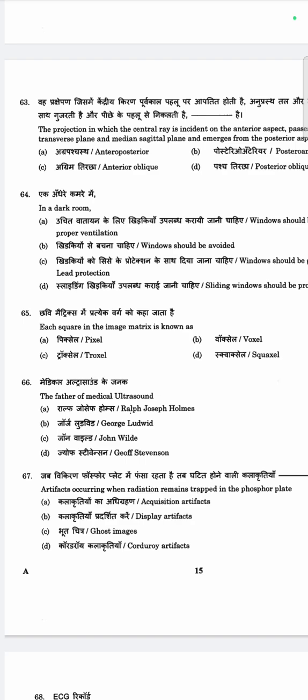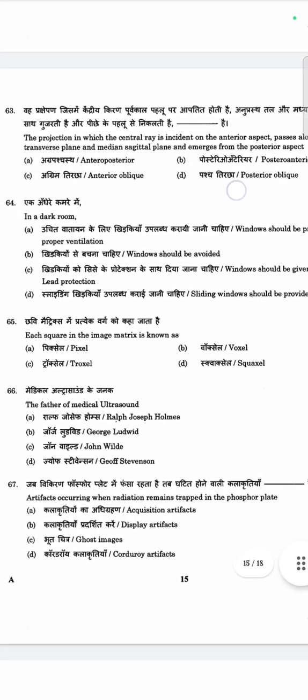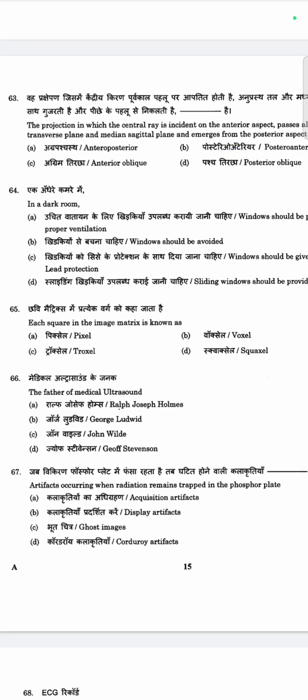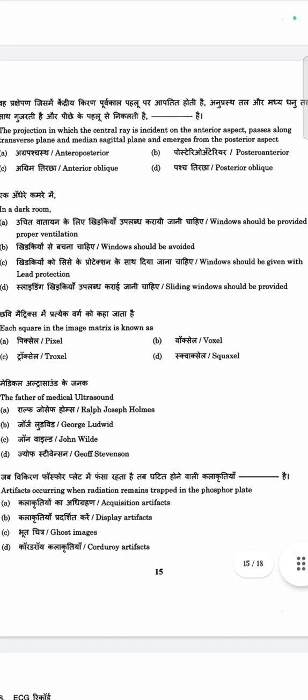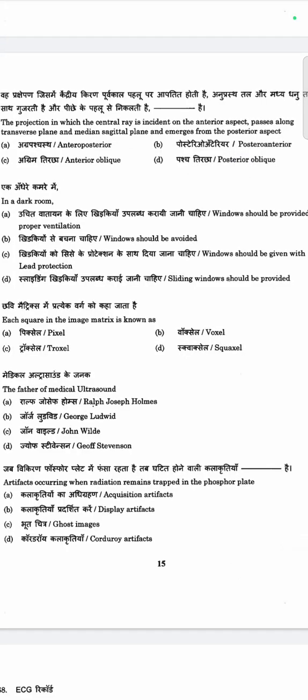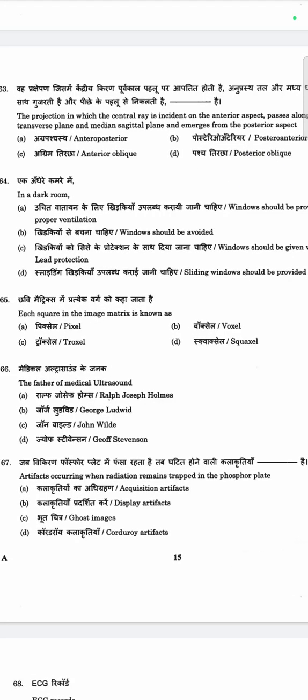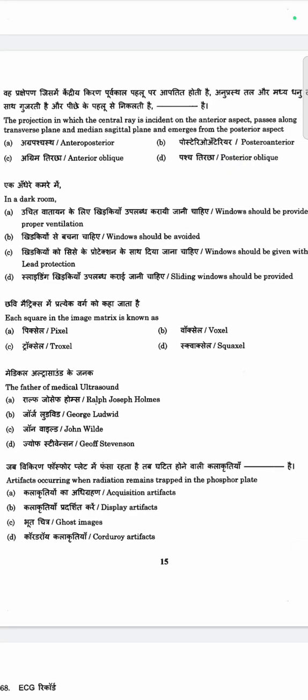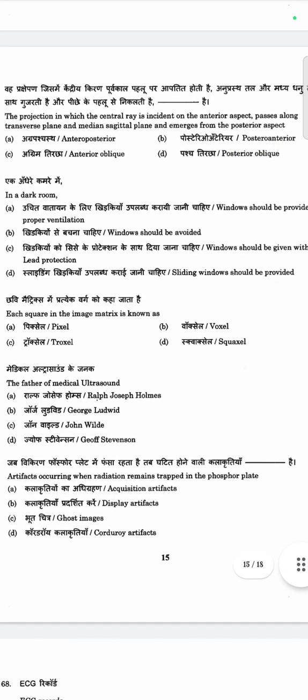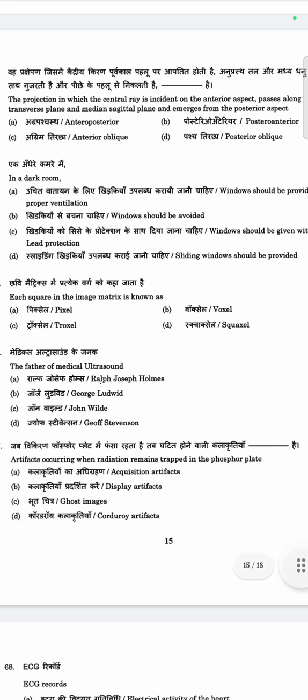The projection of central ray incident on the anterior aspect, passing along the transverse and median sagittal plane, and emerging from the posterior aspect. So the central ray is incident to the anterior aspect and passes along the transverse plane. So you can go to AP projection. Okay, anterior to posterior. A. Here it is from the posterior aspect, so it is a PA projection. B. Okay.